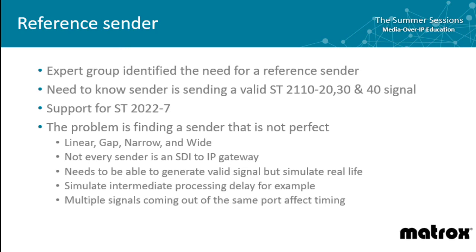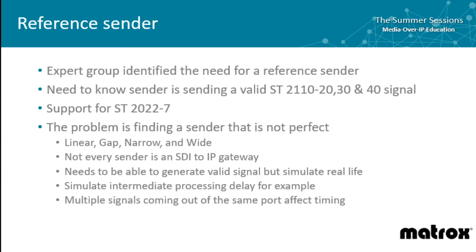Sure. No, that makes sense. Yeah, because if you have a sender that's perfect and you're testing your receiver, well, you've proven that your receiver can receive a perfect signal. So for example, if you're using, say, an SDI to IP gateway, those have a tendency to generate gapped narrow signals, a very good signal because the SDI feed is very good. They turn around and IP it, and then it becomes a very good IP signal.